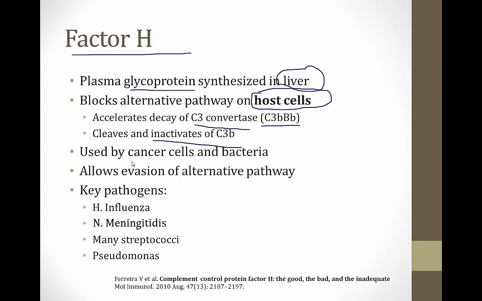What's interesting is there are some cancer cells and bacteria that have evolved mechanisms to pull factor H from the plasma and use it themselves to evade the alternative pathway. Some of the key pathogens that can do this include H. influenzae, and that's easy to remember because it starts with the letter H. Also Neisseria meningitidis, many streptococci, and Pseudomonas.